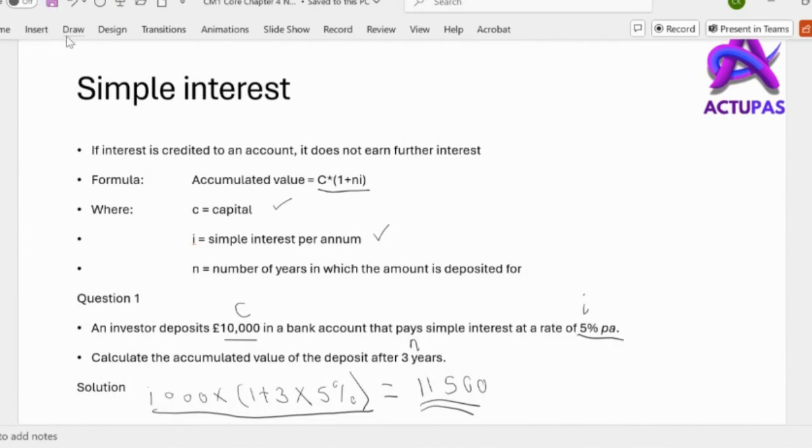We now move to simple interest. What is simple interest? Okay, interest is credited to an account and it does not earn further interest. That is when we have simple interest, when the interest does not earn further interest.